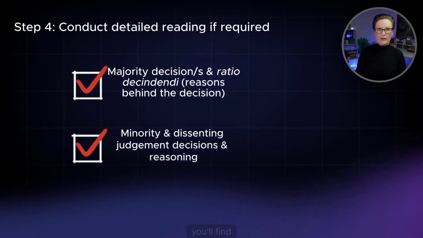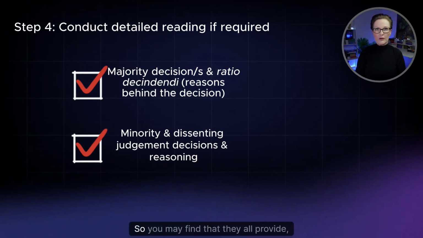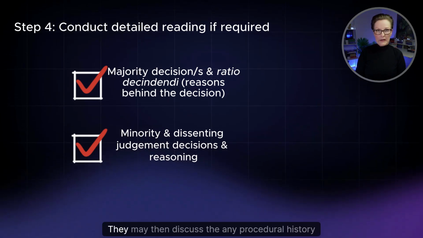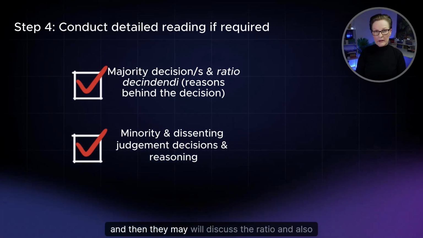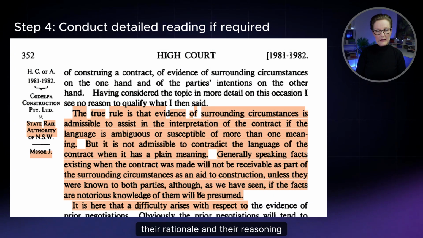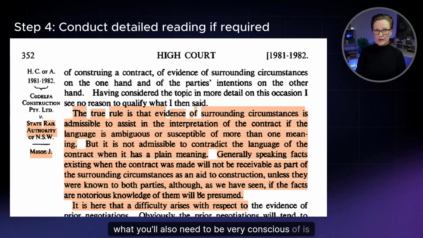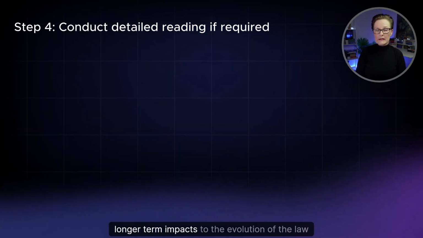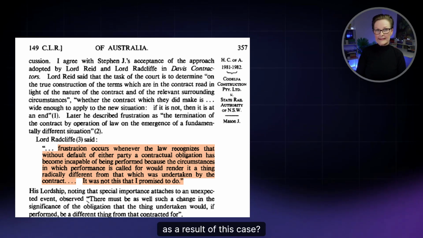So now what you need to do is to go through, and you'll find that as you read each of the judgments, there highly likely will be a pattern to the information. So you may find that they all provide a summary of the facts. They may then discuss any procedural history, and then they may discuss the ratio and also their rationale and their reasoning. And then what you'll also need to be very conscious of is, are there any longer term impacts to the evolution of the law as a result of this case?